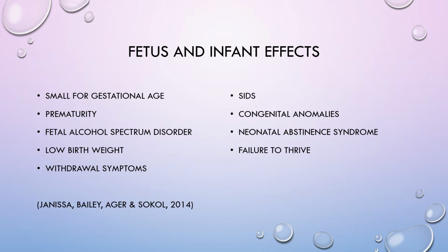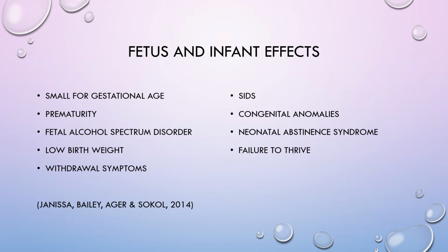Maternal substance abuse, again, small for gestational age, prematurity. This can all be related to the poor nutrition these women may have. Fetal alcohol spectrum disorder. This has been one of the first recognized fetal complications due to the substance abuse, and one of the most studied, and continues to be one of the most studied. Low birth weight, withdrawal symptoms, SIDS, sudden infant death syndrome. These babies are at a higher risk for SIDS.